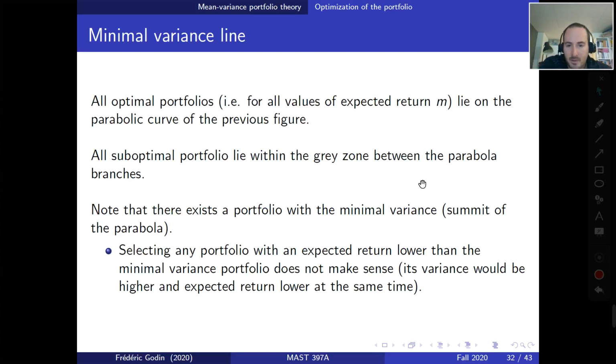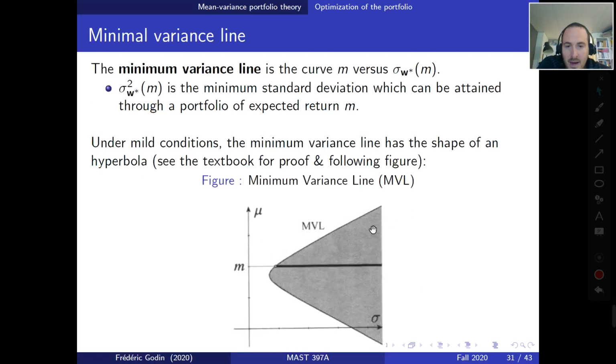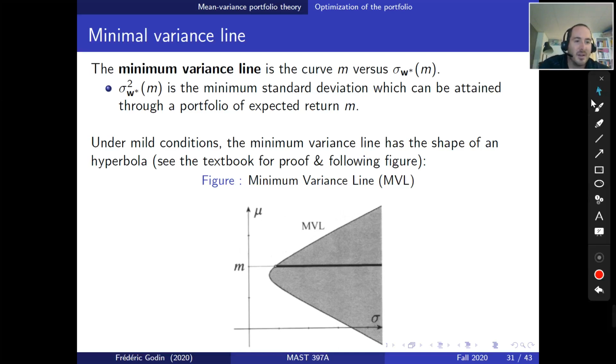One quick note here. If we go back here, there's the tip of the hyperbola. This is known as the minimum variance portfolio. There exists one portfolio which has the smallest possible variance across all portfolios. If you look at all values of M, the expected return, each has an optimal standard deviation, but there exists a value of the expected return for which the standard deviation is the smallest. This point here represents, across all possible portfolios, the one which has the smallest standard deviation.